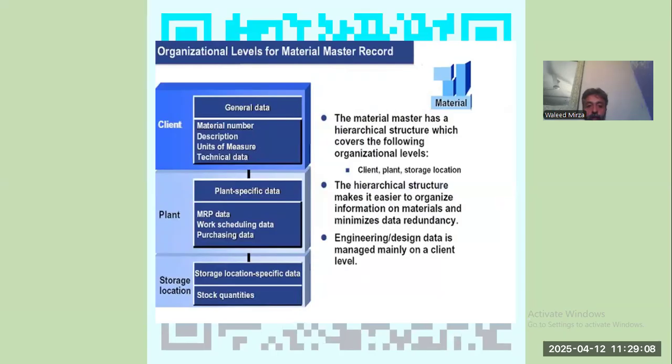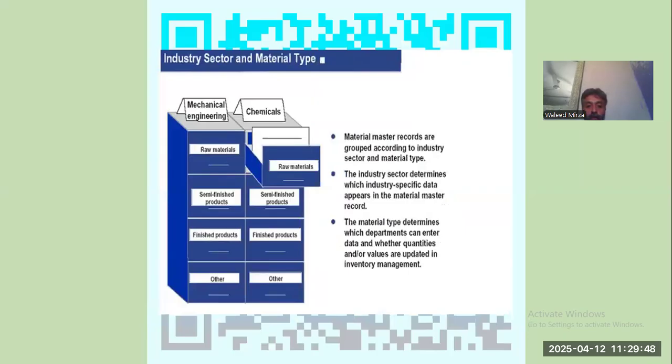For material master, the client is the top node, but the material master is also segregated and distributed in various parts that are client specific. Some parts are plant specific and some are storage location specific. As we can see, client level means universal level that will be available to plants and storage locations as well, like material number, which is universal, description, units of measure, technical data. This will be available universally, while plant-specific data will be specific explicitly for that very plant, like MRP data, work scheduling, purchasing data, and elements, of course, extending beyond in that hierarchy.